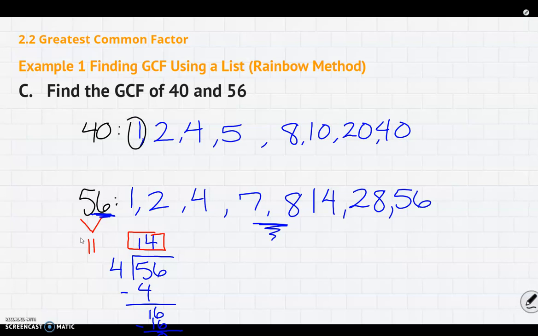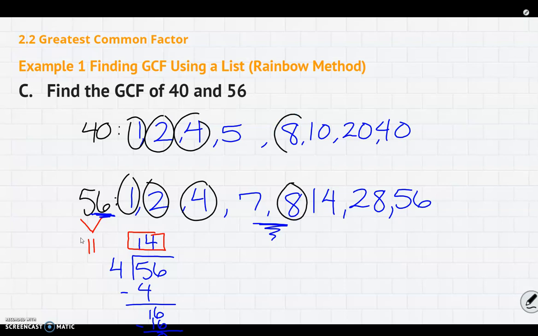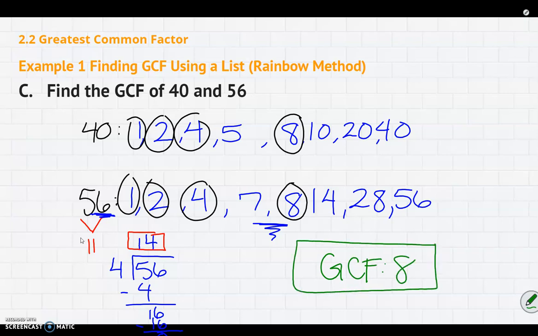So I circle the ones they have in common. 1, 2, I see 4, I see 8, and that looks like that's it. So then I list that my GCF is 8. That is the greatest factor that they share.